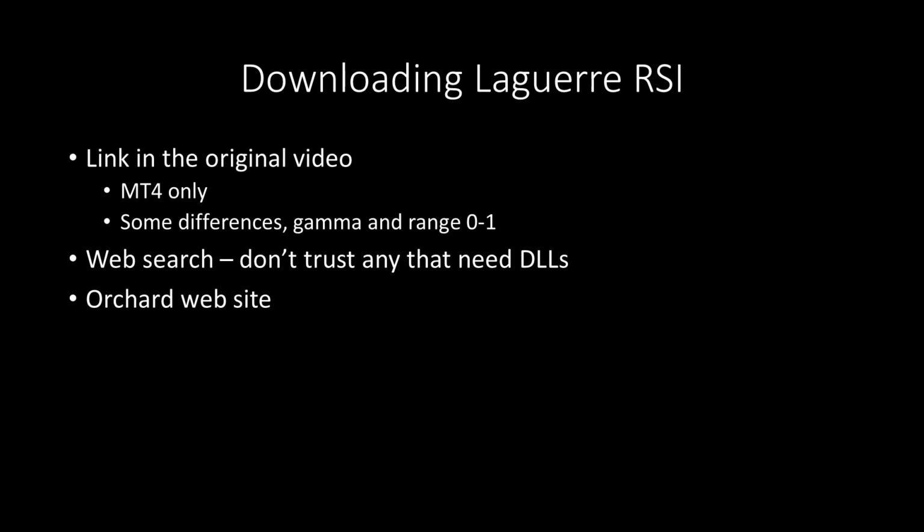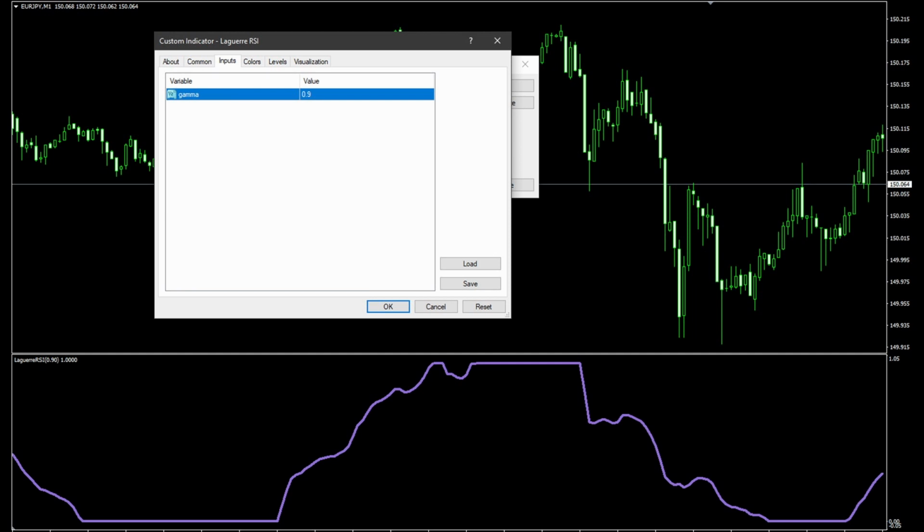And I also have my own version of the Laguerre RSI, which when I compared my code to the code that is downloaded from Trading Nerds, it's very similar, which makes sense given that we're using the same algorithm. But there are some modifications in mine, and I'll just talk about those now. So this is a screenshot from the version of the Laguerre RSI that you can download from Trading Nerds. It is only available for MetaTrader 4, so if you're using MetaTrader 5, you would have to either do the conversion or download the copy from the Orchard website.